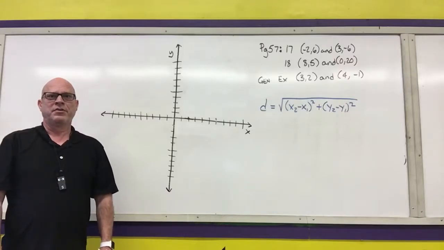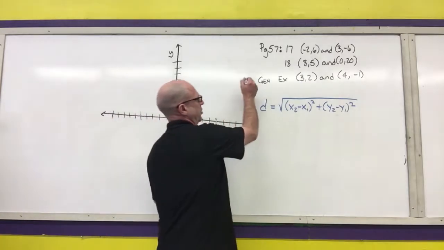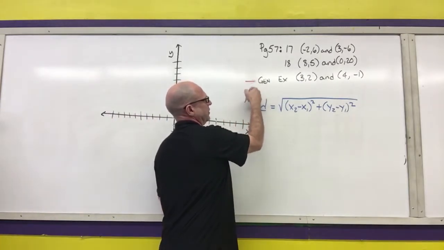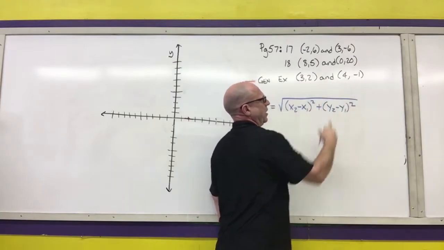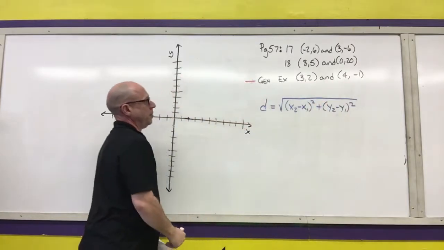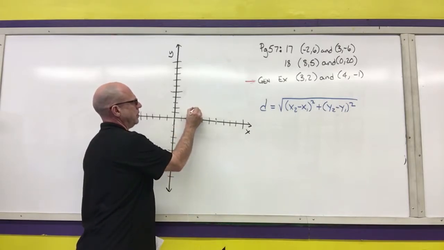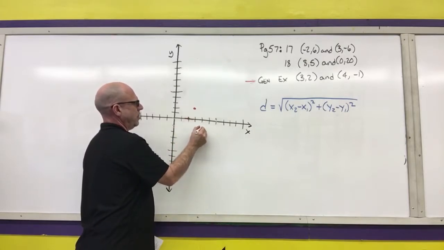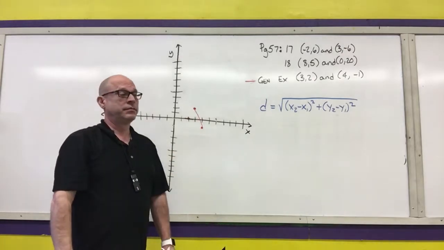I'm now going to do some examples of actually using the distance formula and show you another method of finding the distance between 2 points on a coordinate plane. The first example I'm going to do is to find the distance between the point 3, 2 and the point 4, -1 on the coordinate plane. So I want to find that distance.